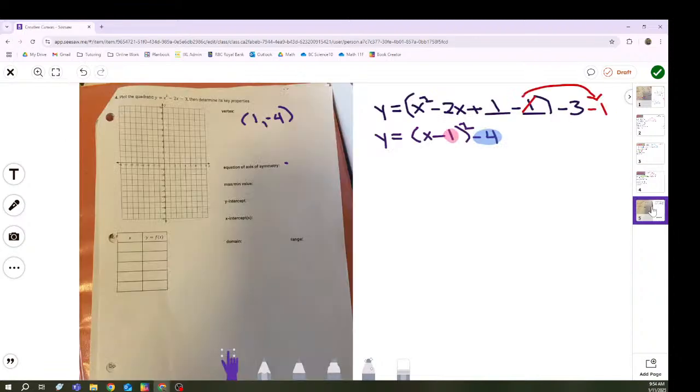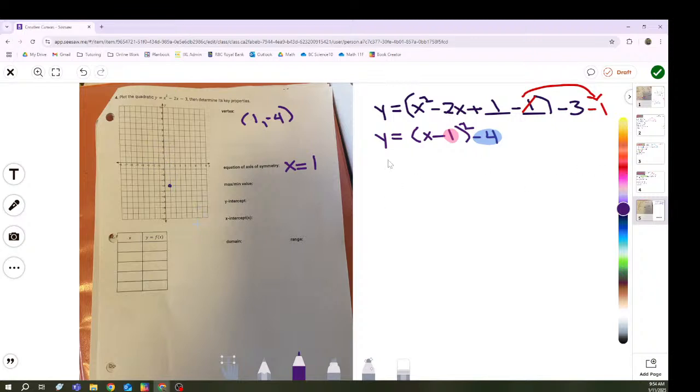Here we are. Okay, so our vertex was at 1, -4, so the axis of symmetry would be at x equals 1. If we plot our vertex at 1, -4, there's my vertex. I have an imaginary axis of symmetry here. I'll put some dotted lines just as a reminder. There's where it's going to have that mirror image.